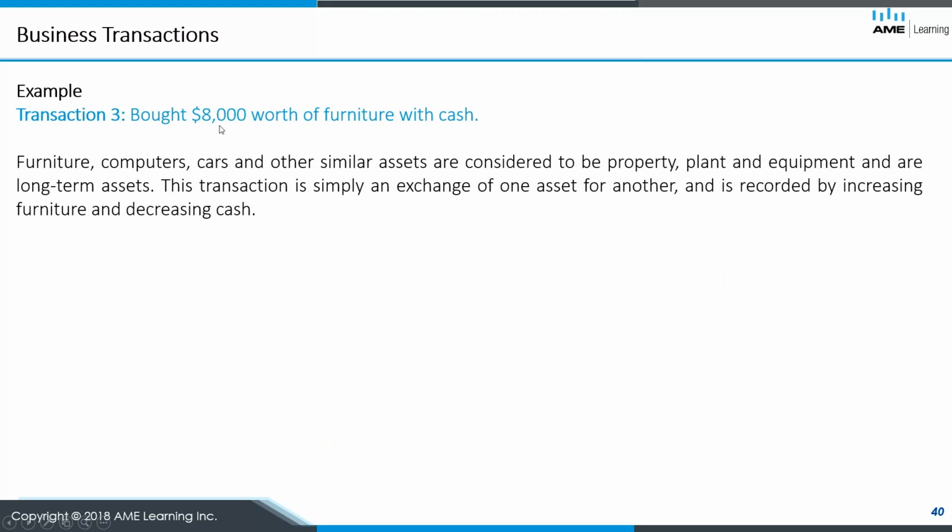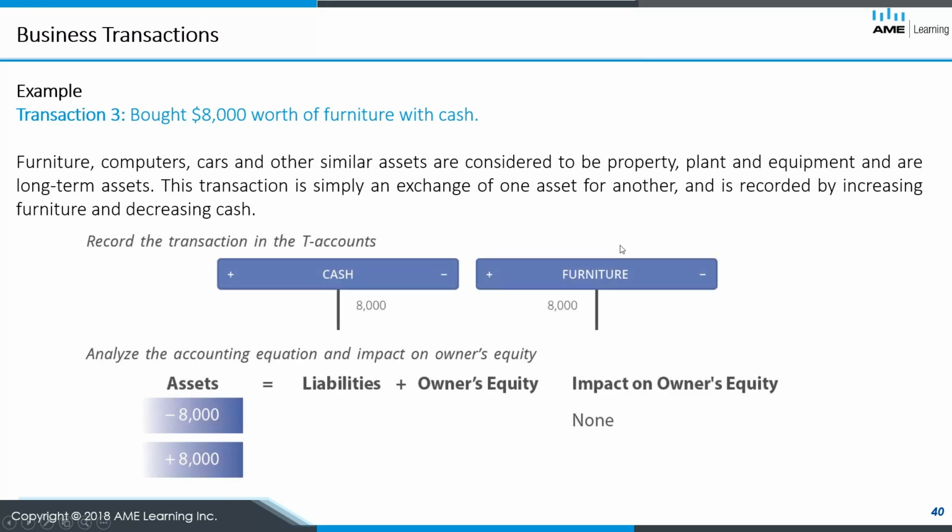Okay, transaction number 3. If we bought $8,000 of furniture with cash, cash will be going down, furniture will be going up. It's really that idea of exchanging one asset for another. Furniture is not an expense in this instance because it has ongoing value. You could resell it. It's different than paying for some service that gets used up quickly. And so we consider furniture to be an asset that will be on the balance sheet and not just be recorded as an $8,000 furniture expense when the purchase is made.